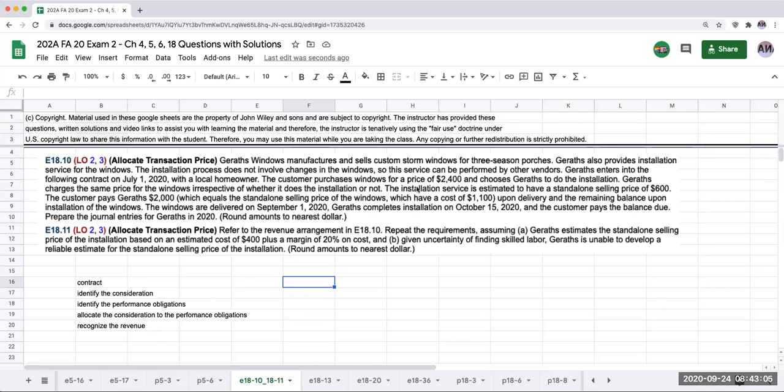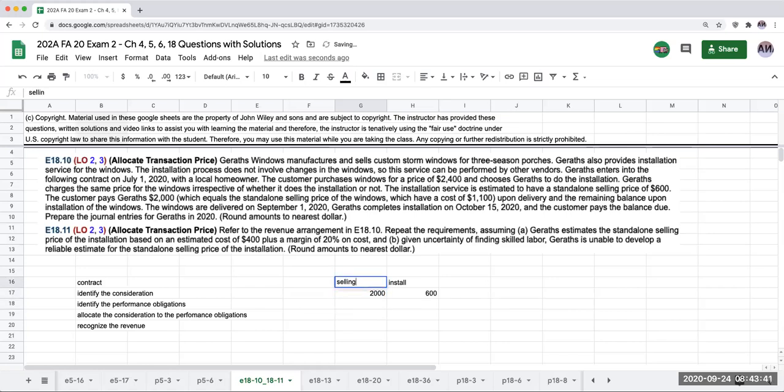The next one here, Geraths enters into the following contract on July 1st with a local homeowner. The homeowner purchases windows for a price of $2,400 and chooses Geraths to do the installation. Geraths charges the same price for the windows, irrespective of whether it does the installation or not. So the installation service is estimated to have a standalone value of $600. And the customer pays $2,000, which is a standalone selling price for the windows.